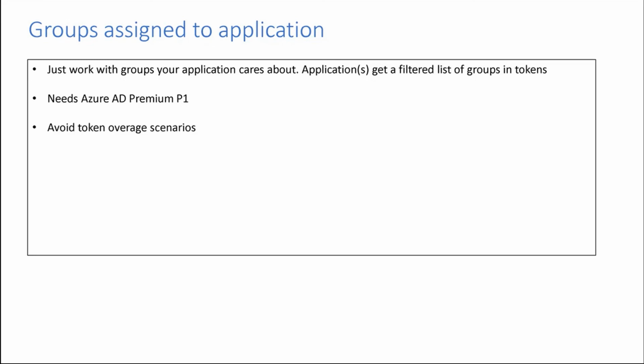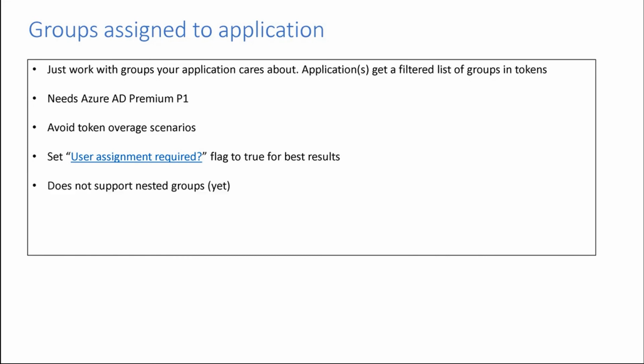It helps you to avoid or program for token overage scenarios. The user assignment required flag is still advised in case of application groups because it will ensure that you do not sign in users who are not assigned to one of those groups that you want to work with. Otherwise, you might get some inconsistent results. We were not able to build the nested groups functionality in application groups around its release, but it's something that we are actively pursuing and hope to have it available sometime late this year.